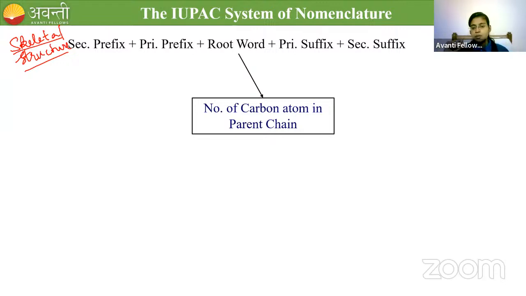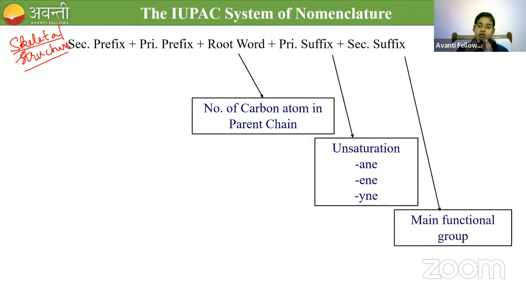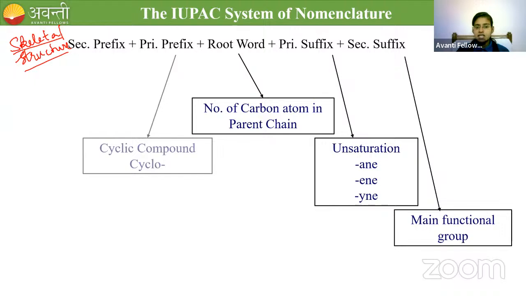Then coming to the primary suffix. The primary suffix talks about the unsaturation, whether it is alkane, alkene, or alkyne. The secondary suffix talks about the main functional group. In the previous compound I had OH, right? So that OH is the main functional group, and the secondary suffix talks about that. And the primary prefix says whether the compound is cyclic or not. If it is a cyclic compound, you have to use the prefix cyclo.